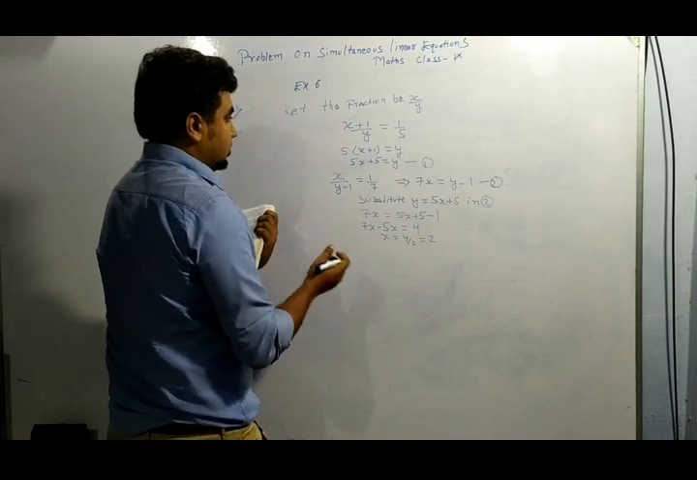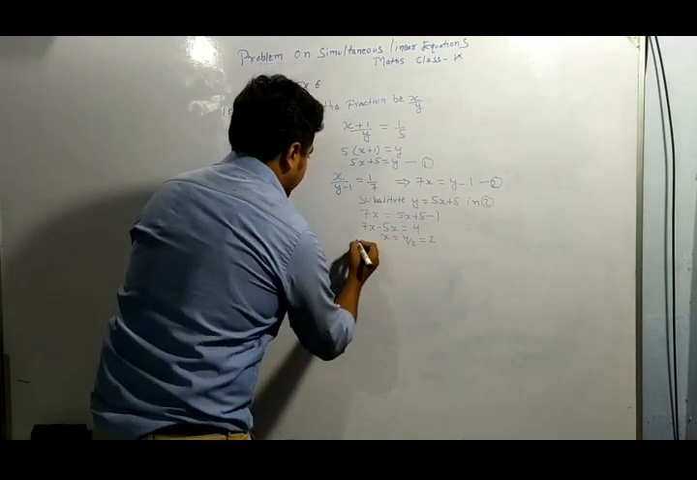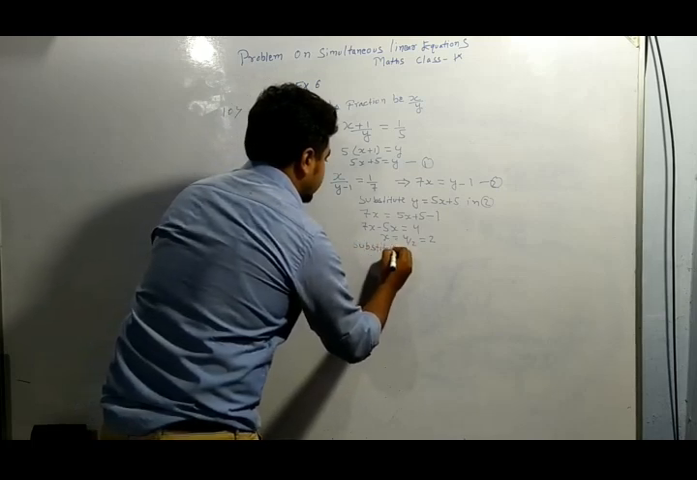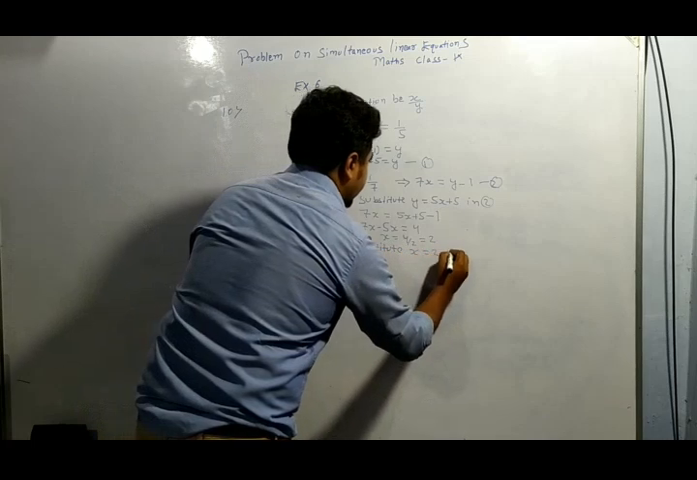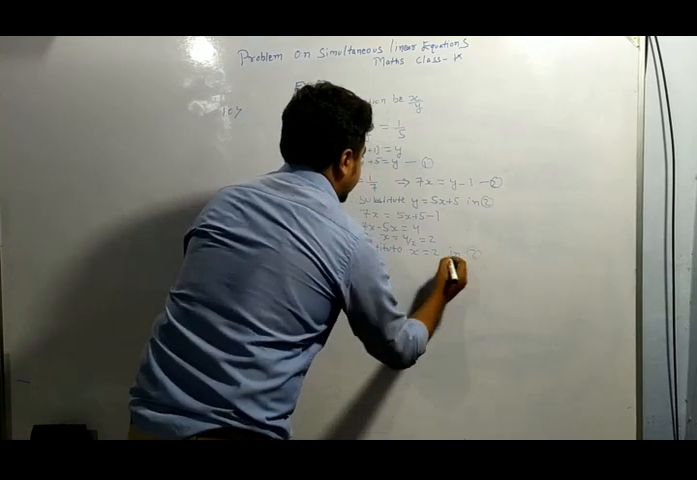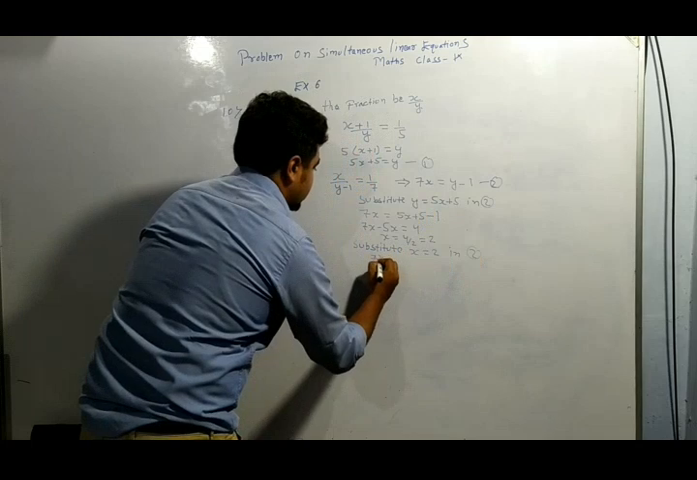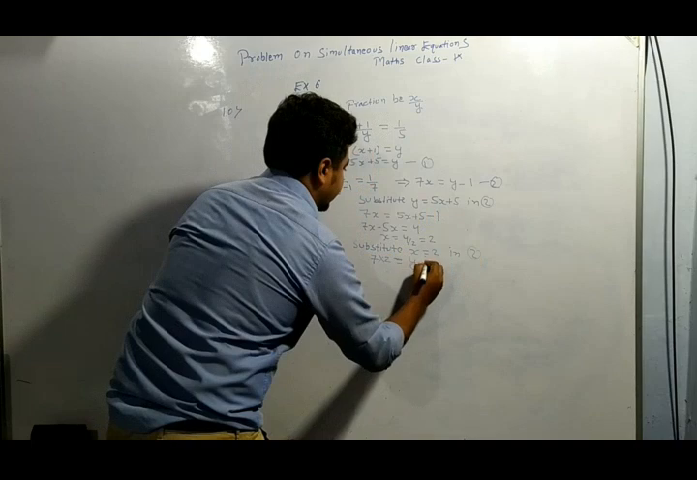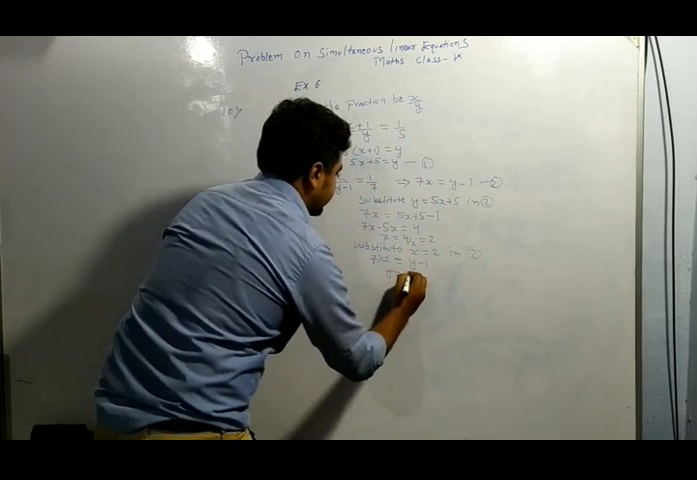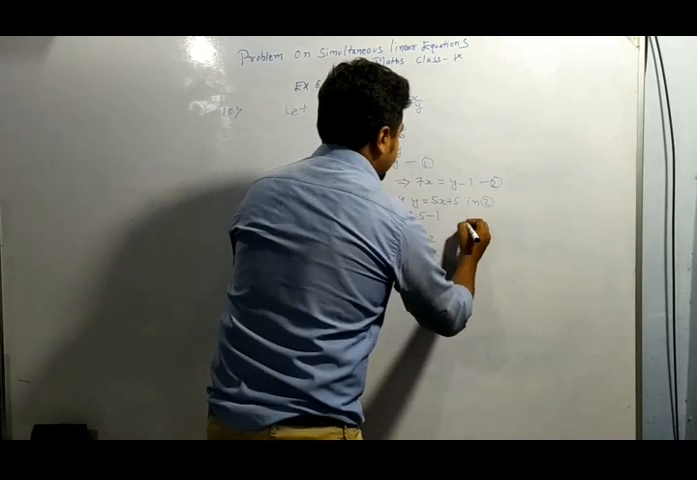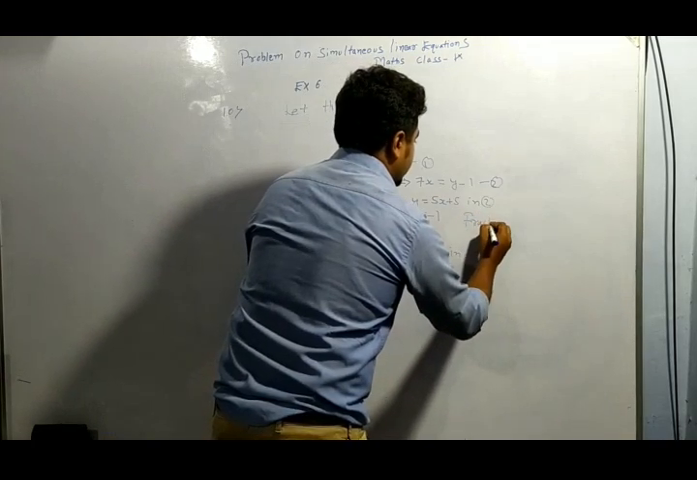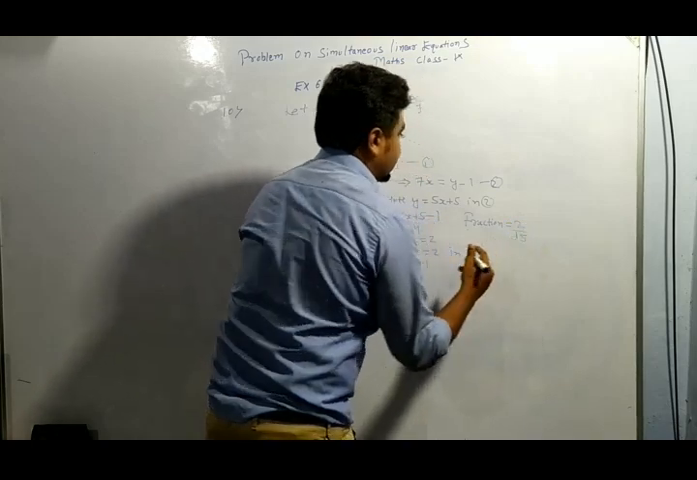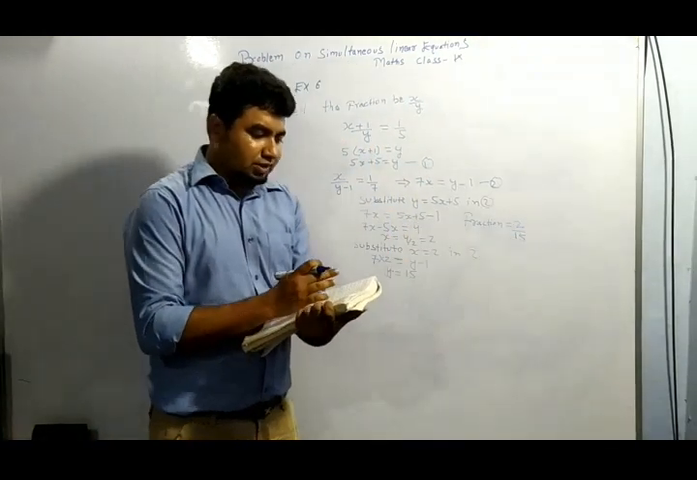Now if I substitute in any of the equations, substitute x is equal to 2 in the second equation. So 7 into 2 minus 1 is equal to y minus 1. So y will be equal to 15. That implies the fraction x by y will be equal to 2 by 15. So this is question number 10.